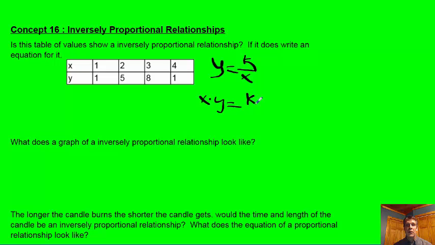So if I take my x times my y, write these down, these are going to be inverse, because I'm going to divide. When this gets bigger, and if I divide, it's going to get smaller. We've talked about that.